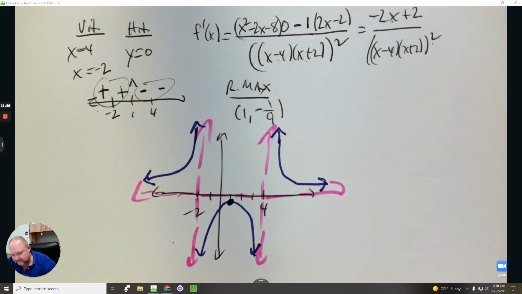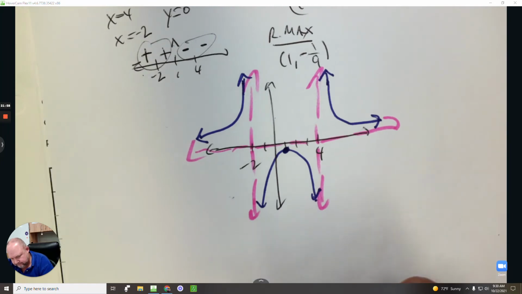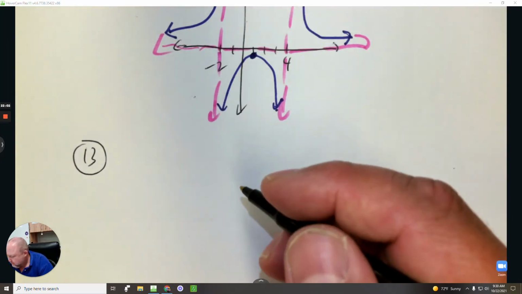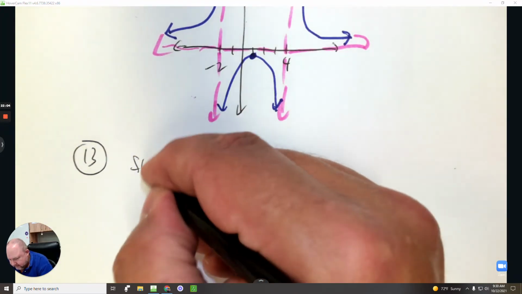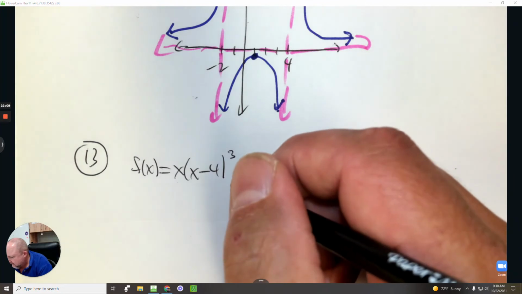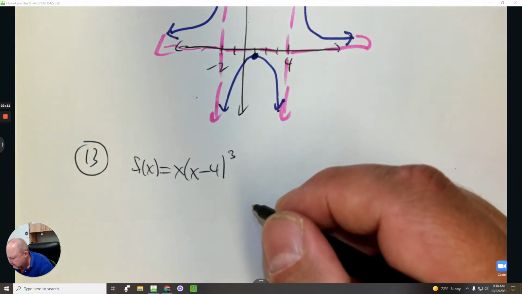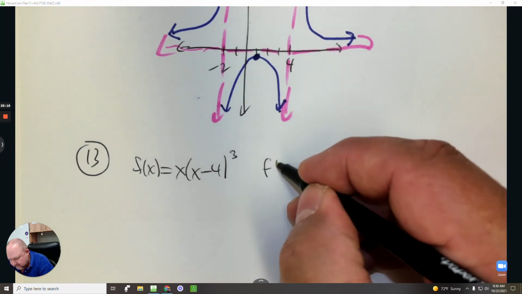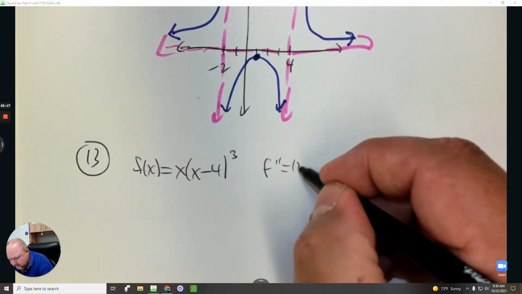All right, number 13. f of x equals x times (x subtract 4) cubed, and we need to find the extreme points of inflection, then graph. And it tells you the second derivative is this.